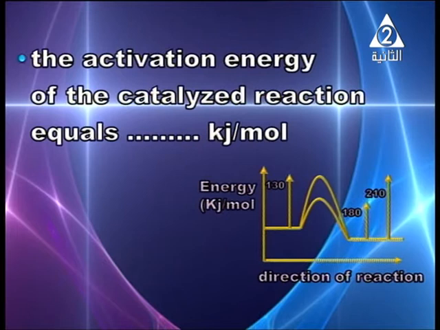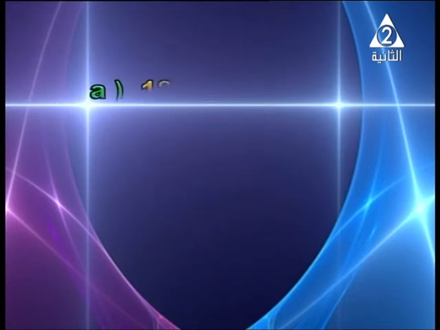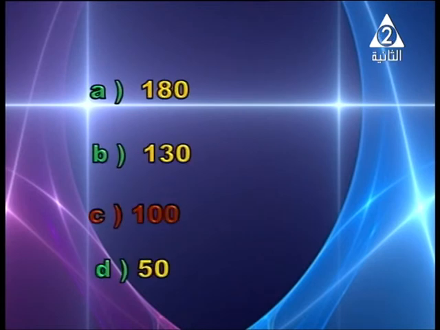180 and 210, from these two numbers, we can deduce that the difference between the activation energy in case of using catalyst and in case of without using catalyst, the difference is 30. So we can deduce 30 from 130 to know the activation energy of the catalyzed reaction. We have 4 answers: 180, 130, 100, or 50. If we deduce 130 minus 30, it gives 100.